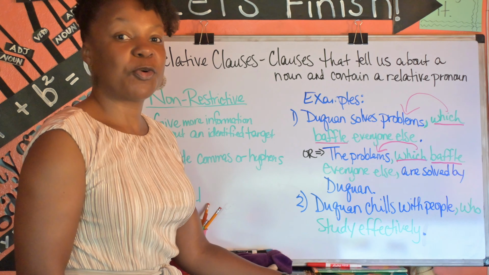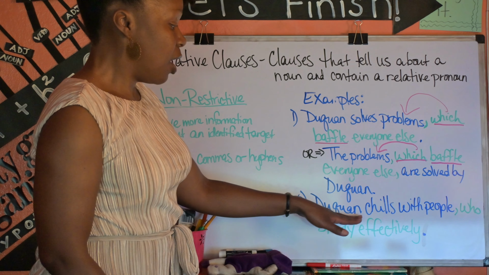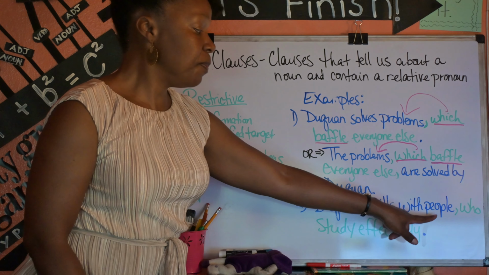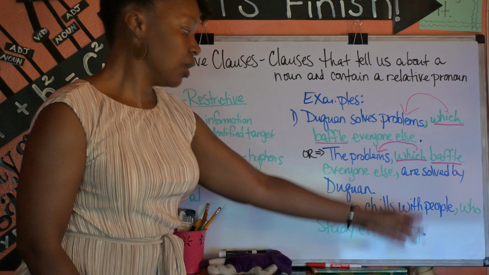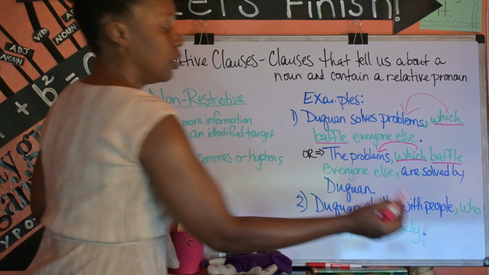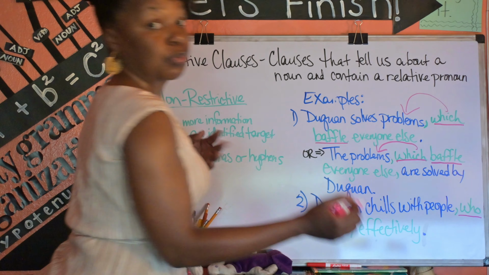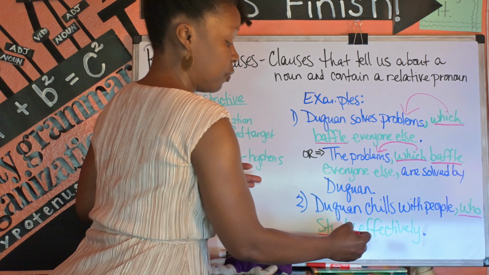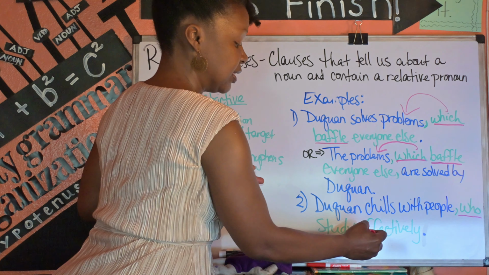So Daquan, being a human, wants to chill with people, comma, who study effectively. All right? We're saying that people are a preference for Daquan. Why? Because they study effectively. All right? And we know not all people study effectively. Just roll with it. So we have our relative pronoun who, and we have our verb study, right? And it's modifying what? People. Here's its noun. Okay?